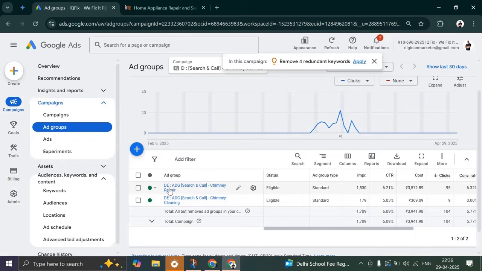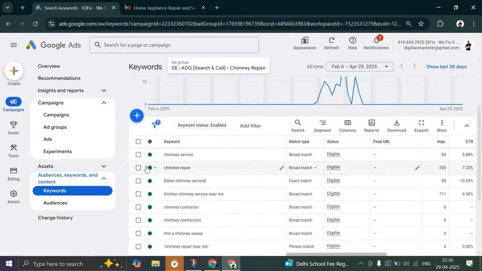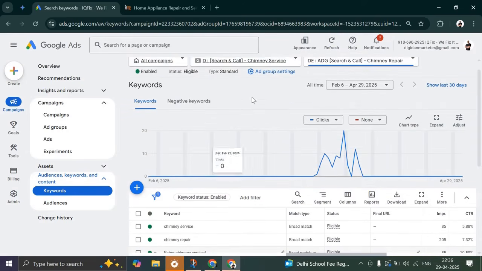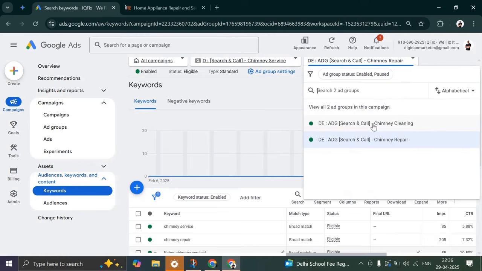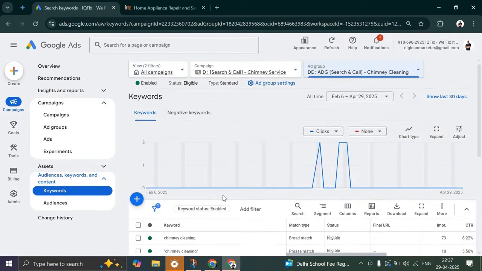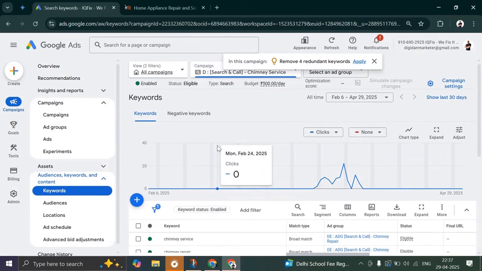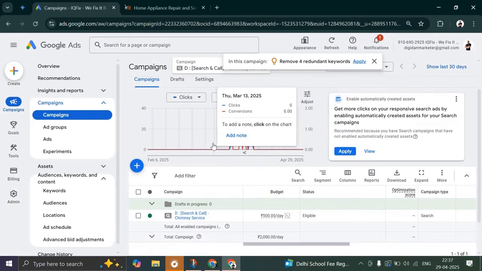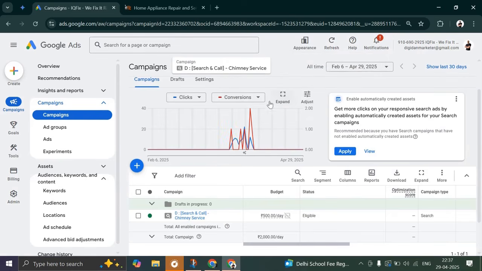If you go inside, you can see that there are only keywords related to chimney repair services, like chimney repair near me. If I go to the chimney cleaning ad group, you can see there are keywords related to cleaning services only, right? So this is how we have control of the campaign. This is how we structure the campaign. For different types of products and businesses, we have different campaign structures, so we have to use our common sense to properly identify the profitable structuring.